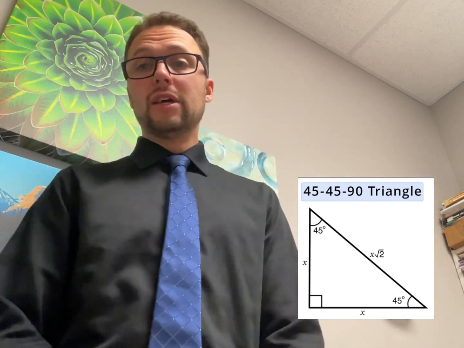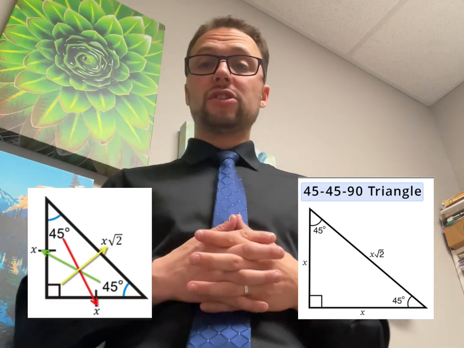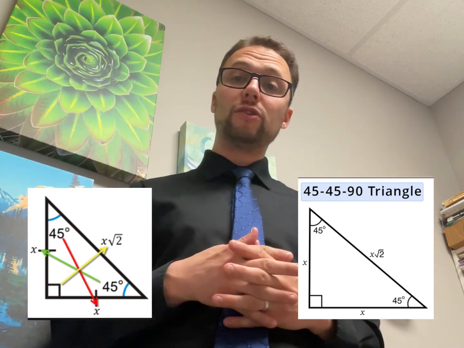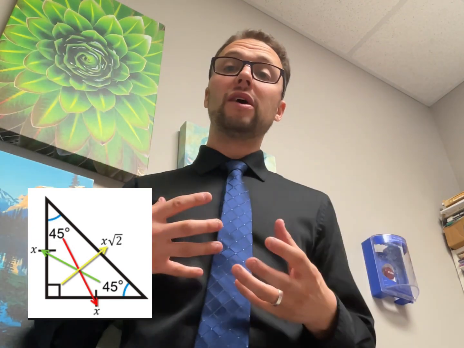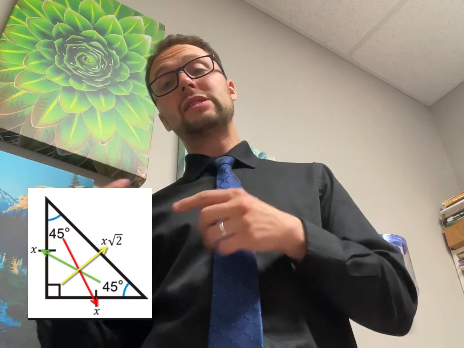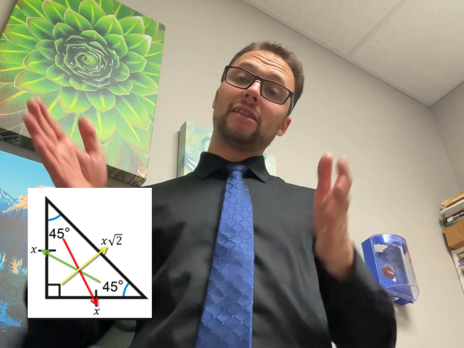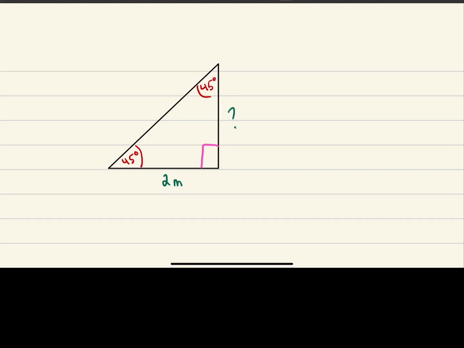In this triangle, the sides that are adjacent to the 45 degree angles are equal, while the hypotenuse is root 2 of whatever those side lengths would be. What I mean by that is, whatever the side length is of either of those sides, your hypotenuse is going to be that multiplied by root 2. Now what does that mean?